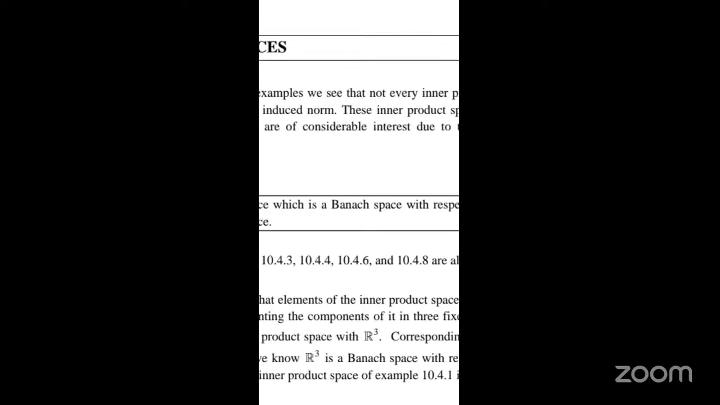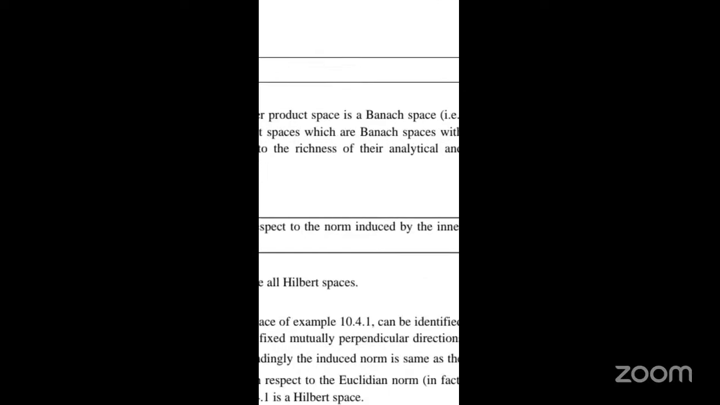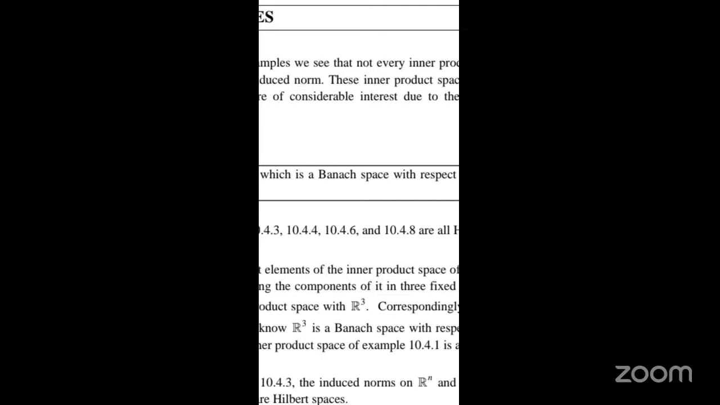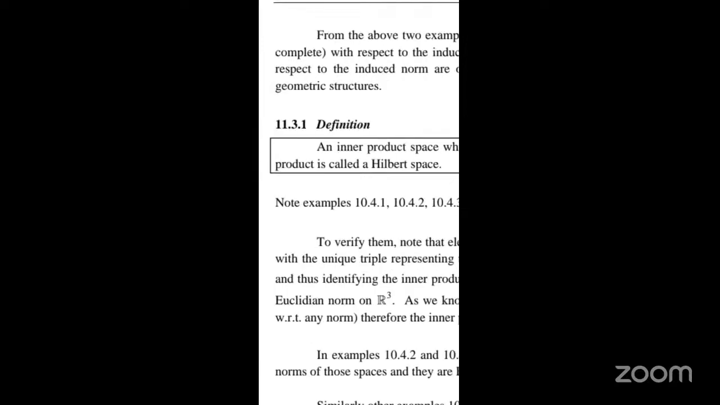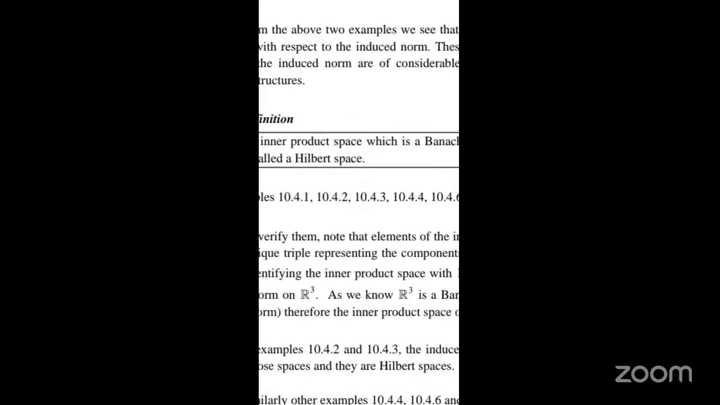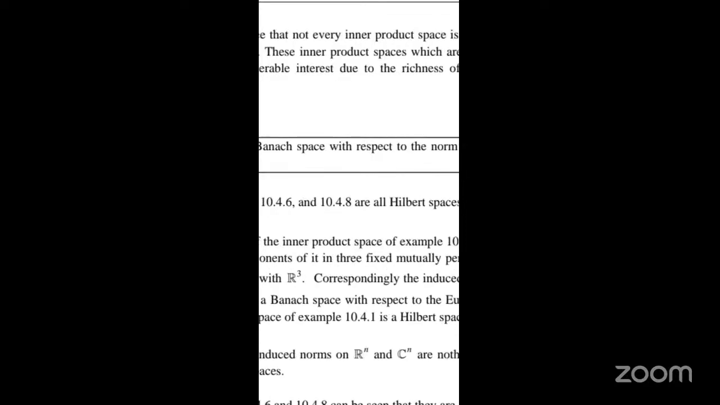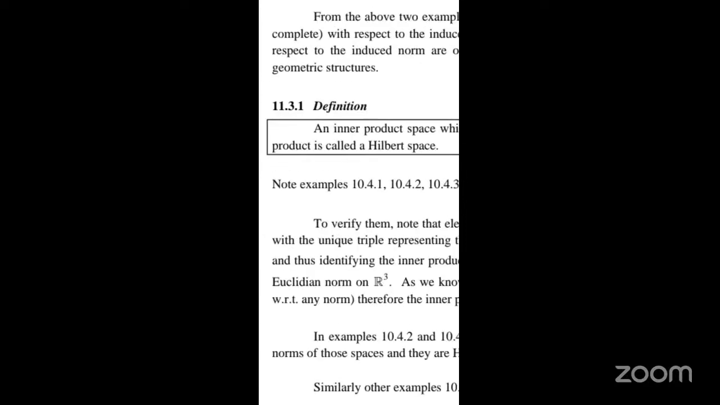Now, the definition of a Hilbert space: an inner product space which is a Banach space with respect to the norm. This is the norm induced by the inner product. An inner product space which is a Banach space with respect to the norm induced by the inner product is called a Hilbert space. That is the simple definition. If the norm induced by the inner product makes the space a Banach space, that is called a Hilbert space.